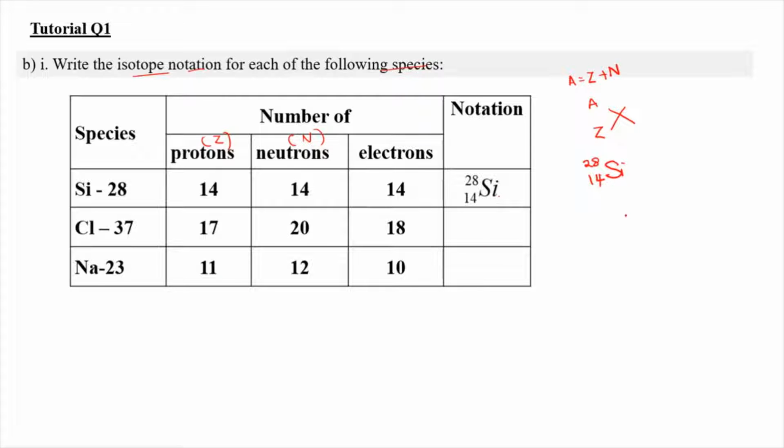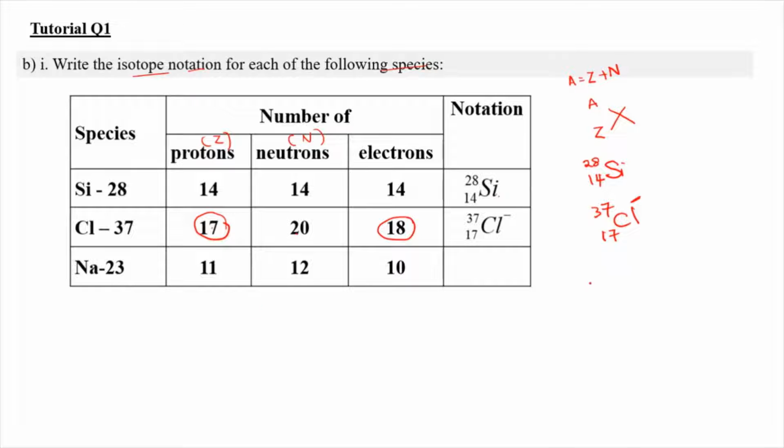For Cl, you will have 17 as the proton number and the nuclear number is going to be 17 plus 20, so you're going to get 37. And as you can see here, the proton is 17 and the electron is 18. So it has one extra electron, so it's going to carry a negative charge.